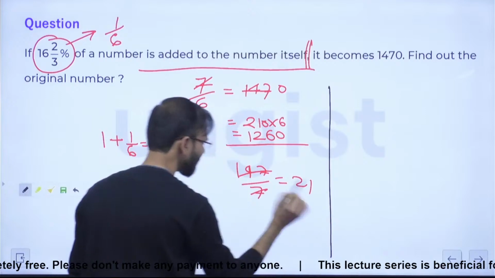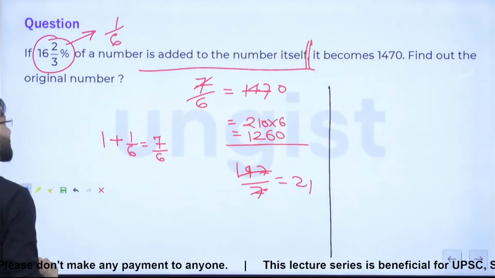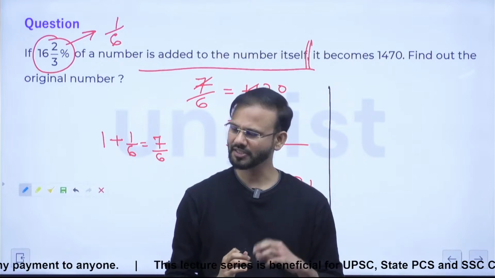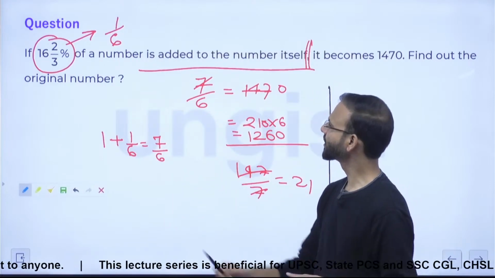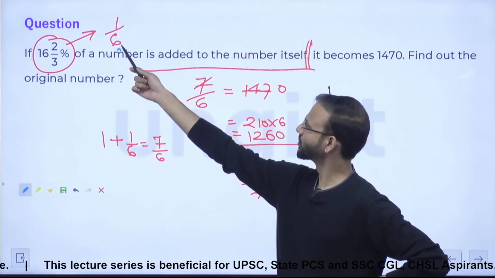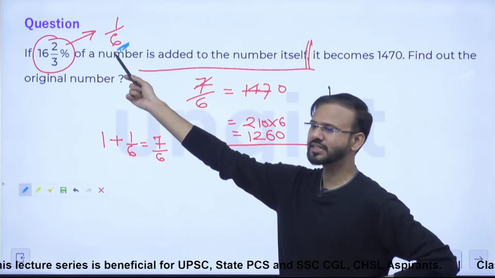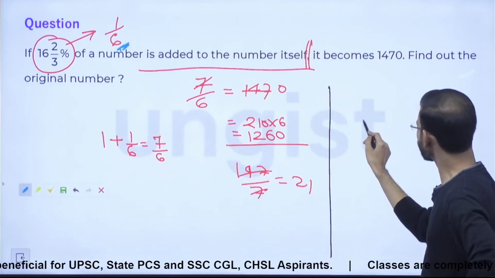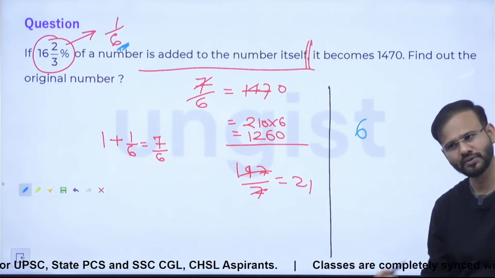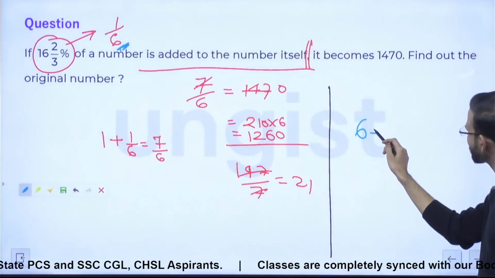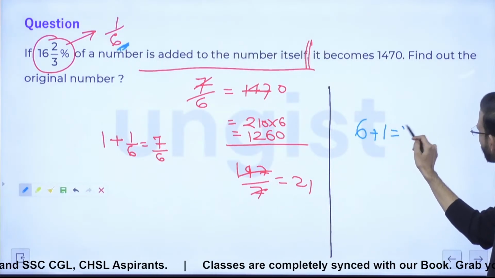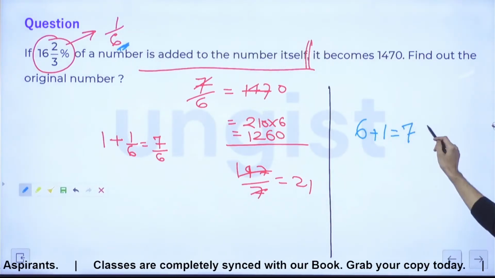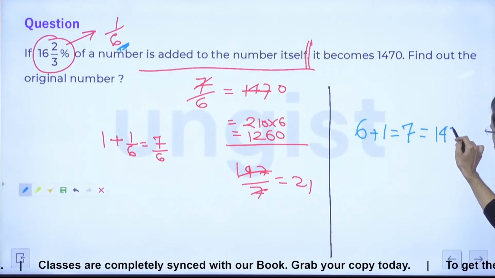See, all of you, just look at this. In these type of questions, just to ease your calculation, what you can think about the original number: they are saying 1/6 of the number is added to the number, right? So just assume the original number is 6 units, right? Now 1/6 of this number will be 1. So that number will become 7 units, right? 7 units is given as 1470.